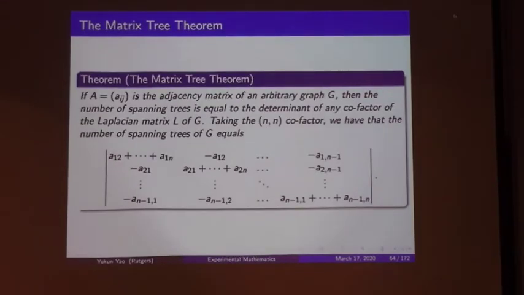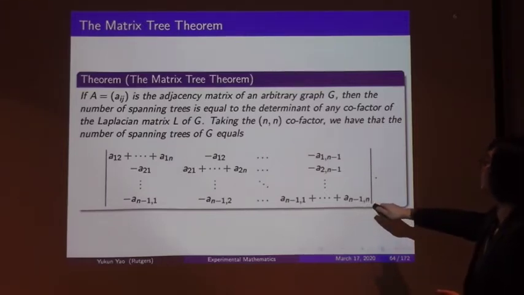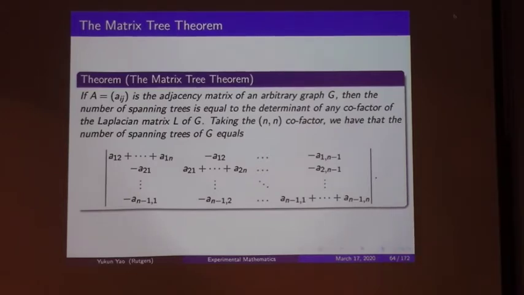So the matrix tree theorem: if A is the adjacency matrix of an arbitrary graph G, then the number of spanning trees is equal to the determinant of any cofactor of the Laplacian matrix L of G. So we just need to take the (n, n) cofactor, then the determinant is the number of spanning trees of G.